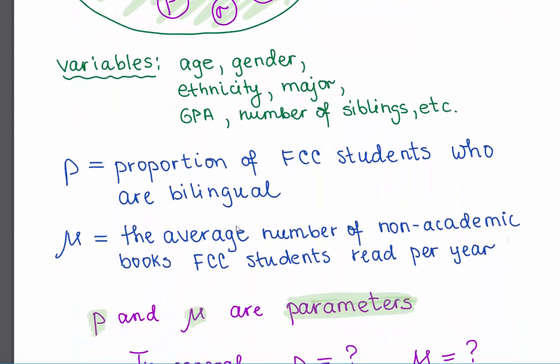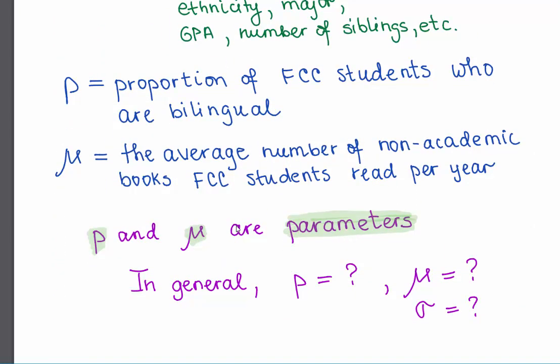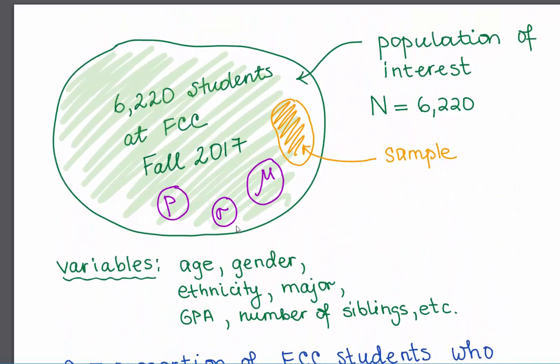In general, these are the things that we don't know. So P, mu, and sigma, I put as a question mark. In general, we don't know what they are. And why is that? Even though I know there are 6,220 students, it is unreasonable for me to actually survey every one of them. That's just not going to happen. And quite honestly, it's not needed. It would be unnecessary to do the survey of all these students.